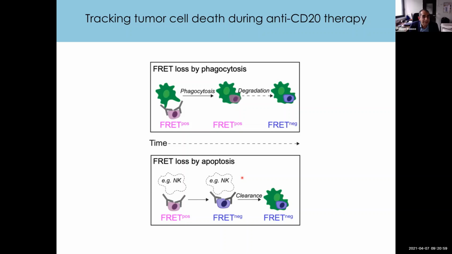Yet it's still relatively easy to discriminate the different types of cell death, really based on the sequence of events that we can see. So when we see this FRET loss due to phagocytosis, what we would expect is that the cell is engulfed while it's alive. And then after being engulfed, we see a change of color. While when, let's say, a tumor cell is killed by NK cells, it will undergo apoptosis and then may possibly be cleared by the macrophage. But in that case, the macrophage will engulf a cell that has already changed color. And so by this means, we can discriminate between these two modes of cell death.